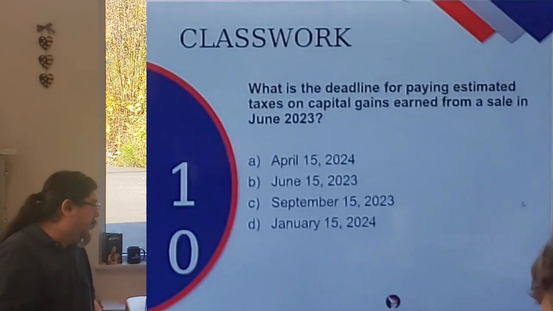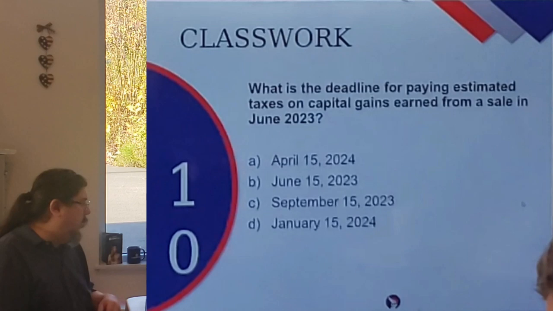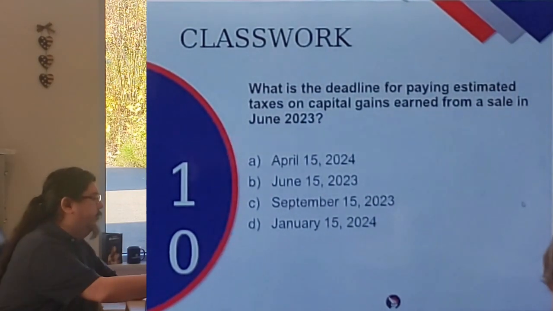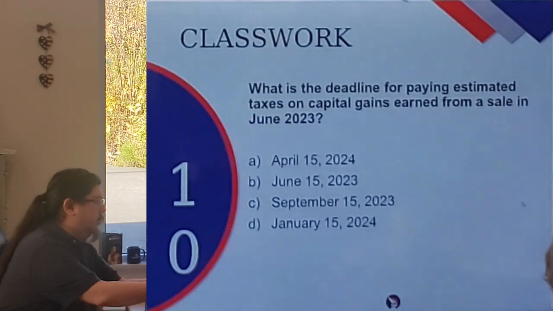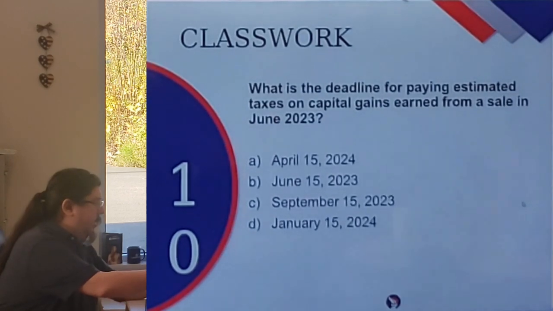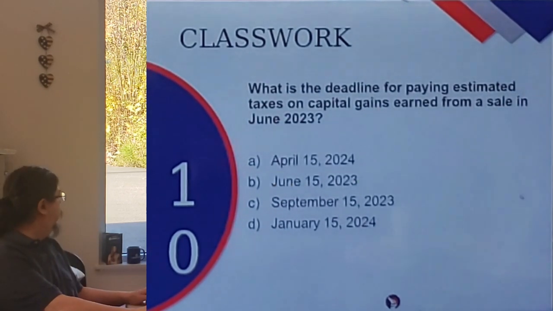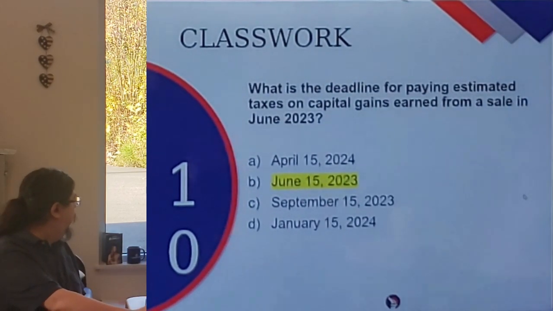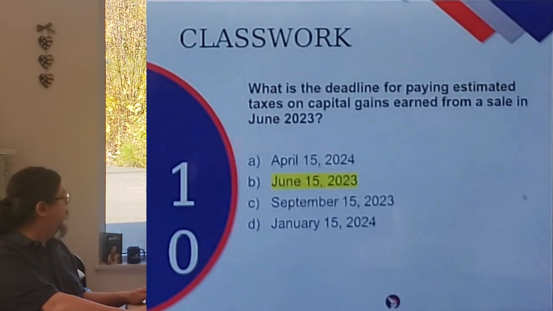And finally, for this one, number 10, what is the deadline for paying estimated taxes on capital gains earned from a sale in June 2023? That might have been in chapter 1. I don't think we even talked about estimated taxes in this chapter yet. That would be September 15th, though, right? Yes. So there are, no, it's June 5th. That's not correct either. June 15th. It's not June 15th. What is the answer? The answer is September 15th.